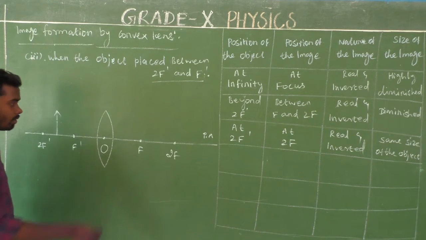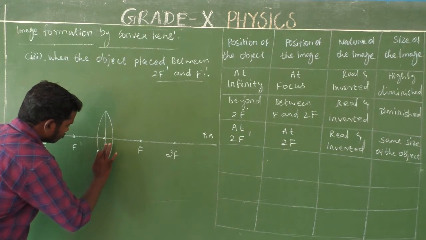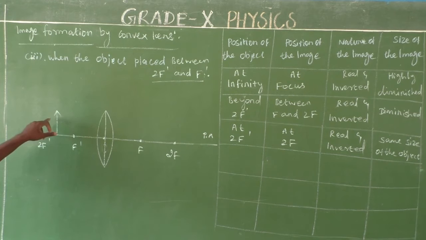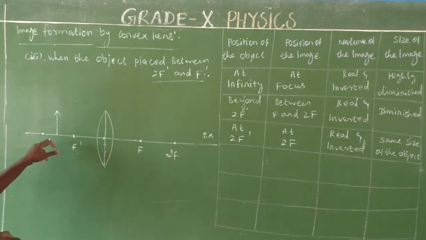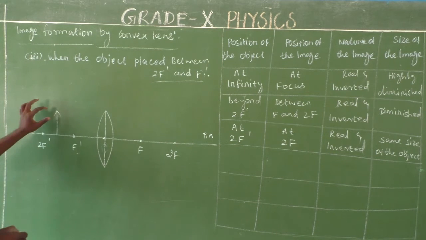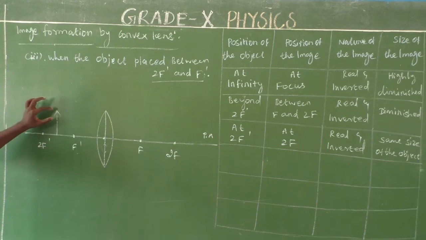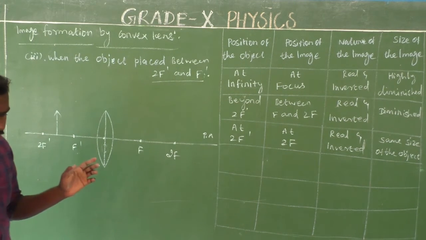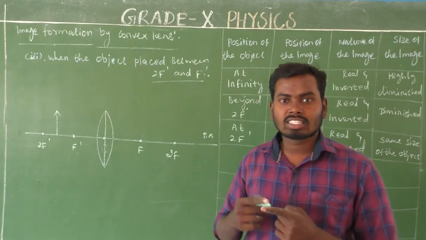Look at here. What happened? So here the object is placed between 2f dash and f dash. Am I right? Yes. So light rays are coming from each and every part of the object. Is it clear? Even light rays are coming from top of the object, middle part of the object, as well as bottom of the object. Is it clear? Yes. But we need just 2 rays to make a ray diagram to understand the concept of the image formation.